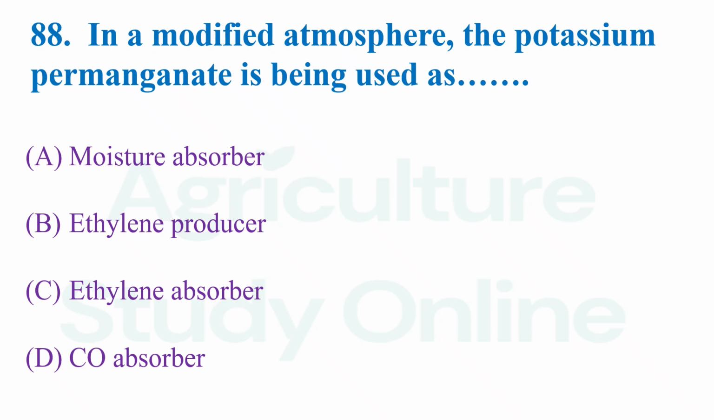So this potassium permanganate acts as a strong oxidizing agent, which converts this ethylene into carbon dioxide and water, which are non-harmful products. So over here, the correct option is option number C.